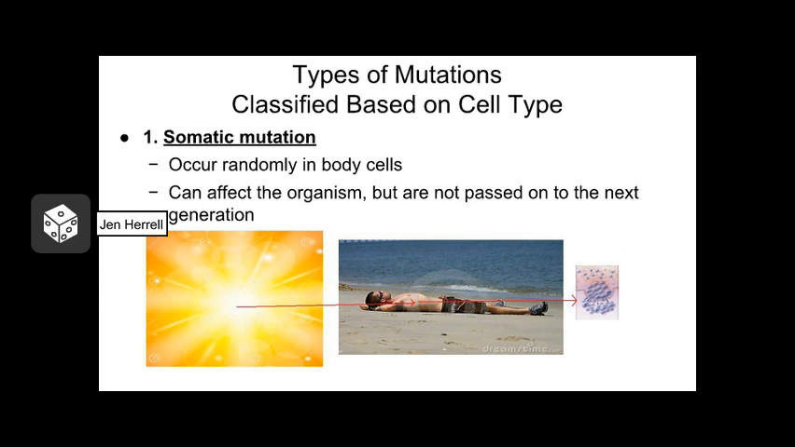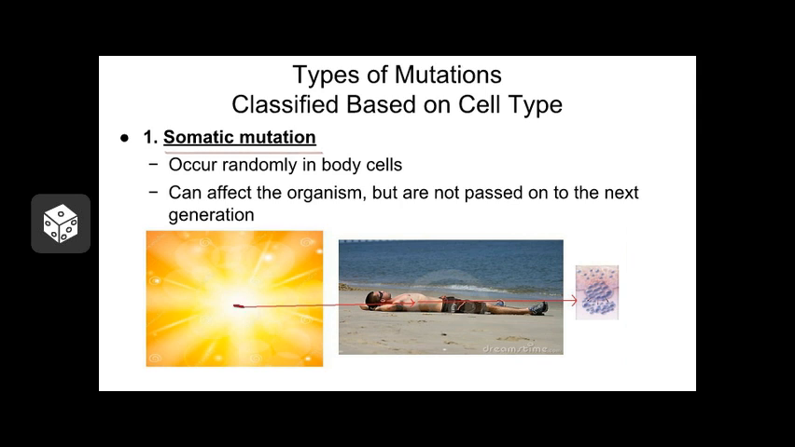Another way to classify mutations is based on the type of cells that they affect. Somatic mutations occur in what we call somatic cells. These are body cells that are not reproductive. So somatic mutations can occur anywhere in the body other than the testes or the ovaries.